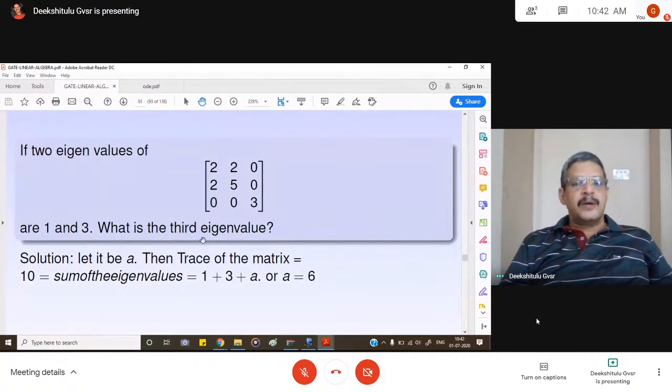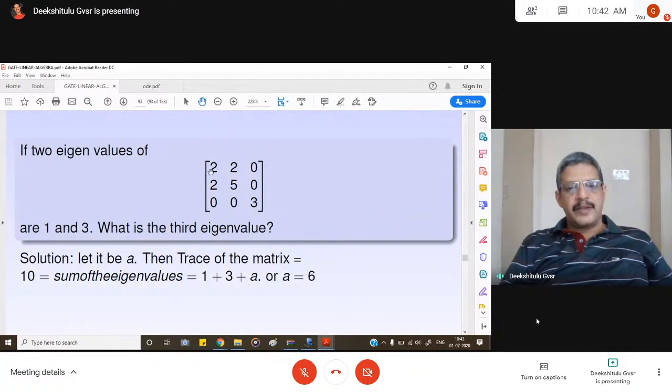Another type of small multiple choice question, a very good multiple choice question from eigenvalues and eigenvectors, can be like this. If two eigenvalues of the matrix are given, what is the third eigenvalue? You need not find the eigenvalues here. There are some tricks. When a problem is given like this, what is the third eigenvalue? We need not find the eigenvalues.